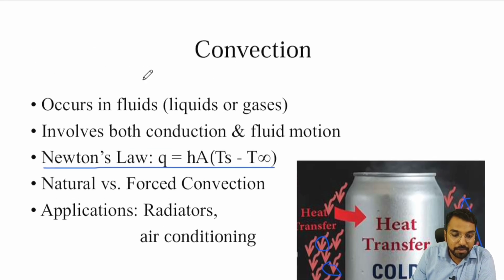So there are two types of convection heat transfer. One is natural and the other is forced convection. What natural convection and forced convection are, we are going to see in detail in further lectures, okay.